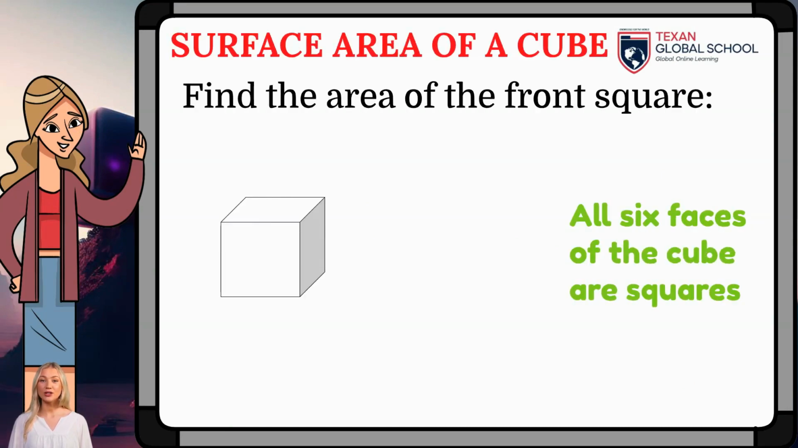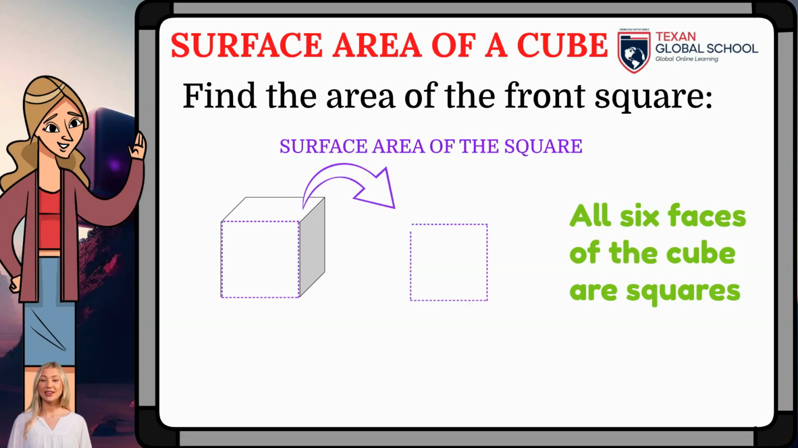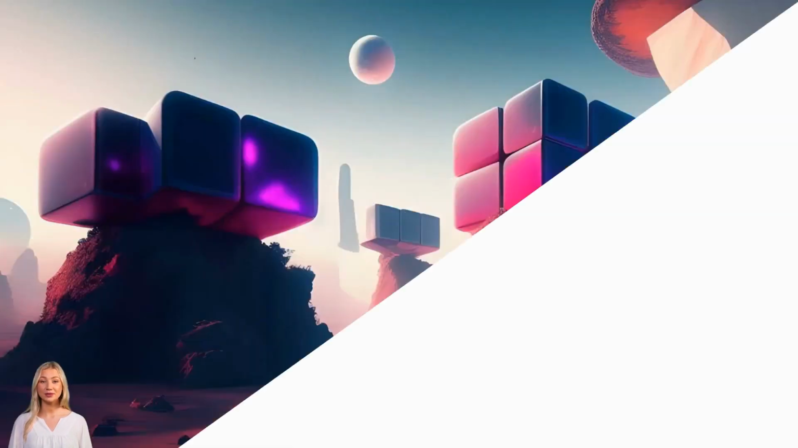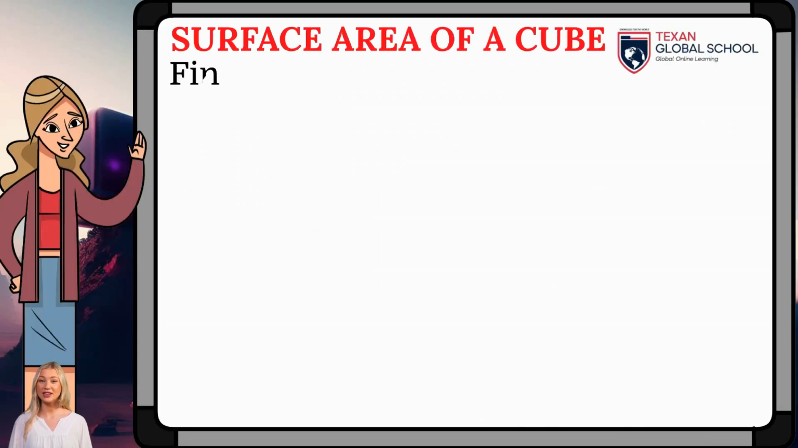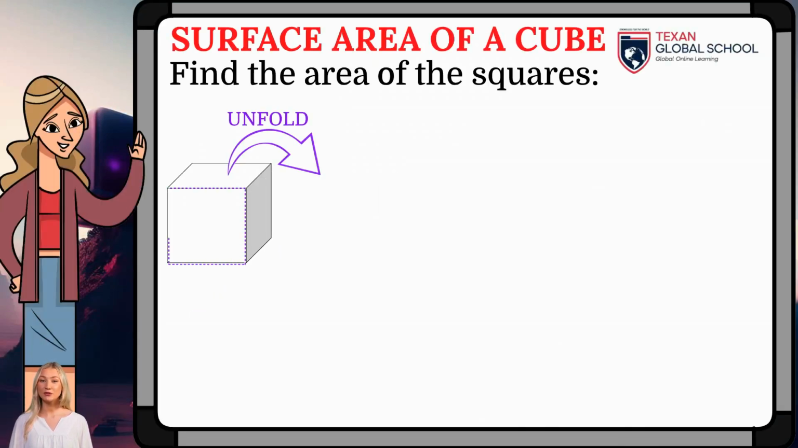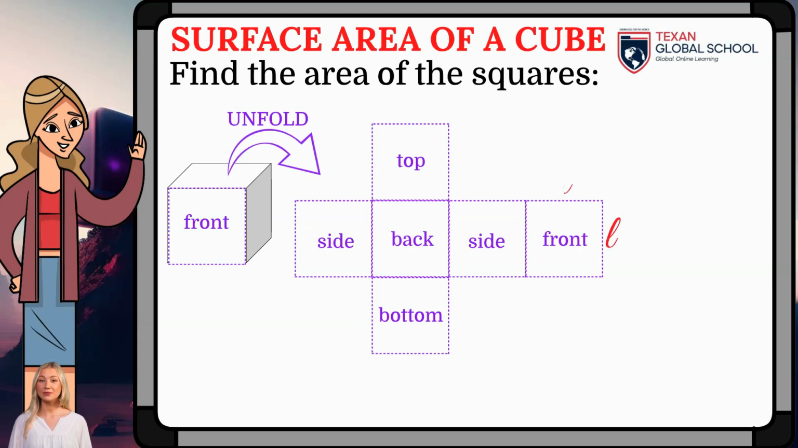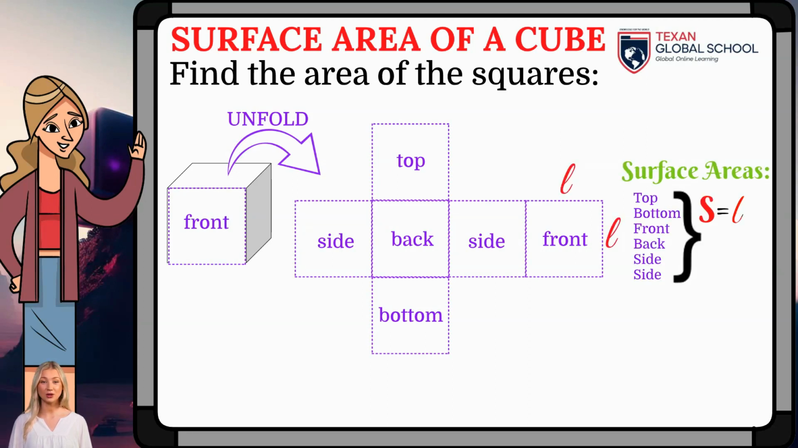To find the surface area of a cube, first, let's remember how to obtain the area of a square. In this case, the front face is one of the 6 squares. Hence, the area is calculated by multiplying 2 of the sides or by squaring one of the sides. As a result, to find the surface area of a cube, let's unfold the cube as shown on the whiteboard. Hence, only find the areas of all 6 squares and add them. So, the surface area of a cube is 6 times the square of the length of a side.